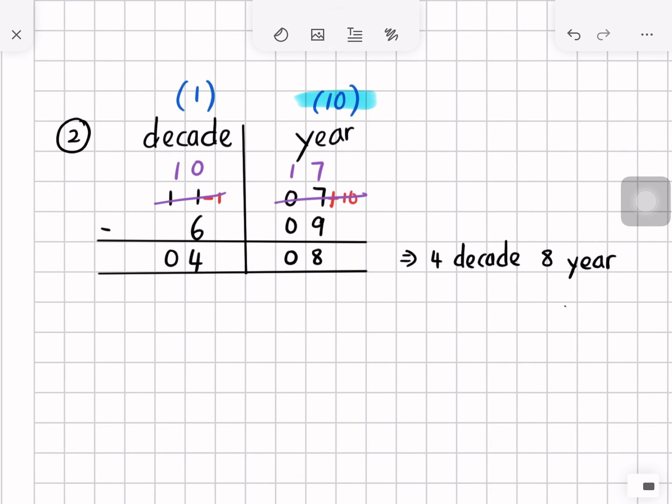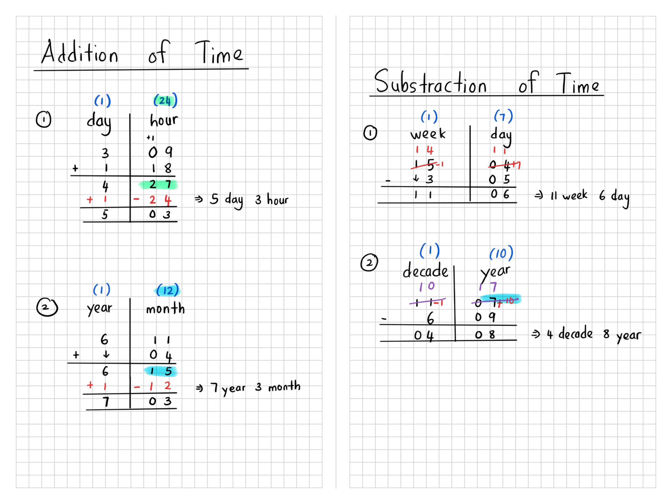So yes, that's about subtraction of time. I hope you all understand addition of time and subtraction of time very clearly. If there is any question, you can comment below.